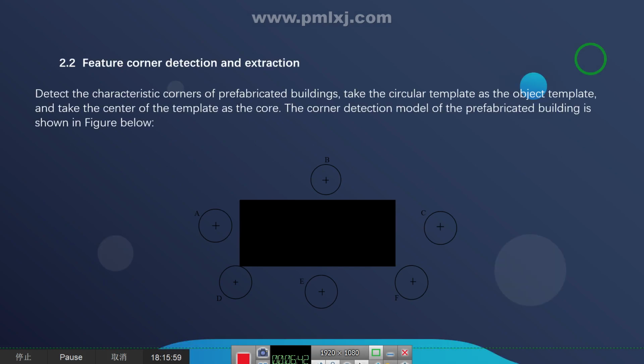2.2 Feature corner detection and extraction. Detect the characteristic corners of prefabricated buildings. Take the circular template as the object template and take the center of the template as a curve. The corner detection model of the prefabricated building is shown in the figure below.